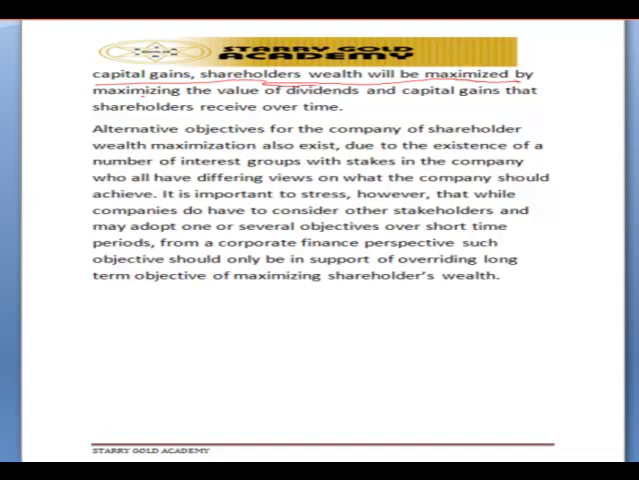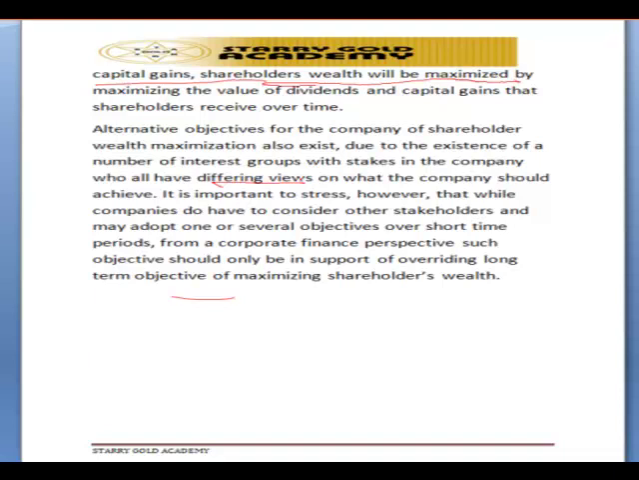All right? Okay, so alternatively, shareholders' wealth maximization also exists due to the existence of a number of interest groups, and that was what I was trying to explain, with stakes in the company who have differing views on what the company should achieve. However, companies do have to consider other stakeholders which may adopt several other objectives. Now, just like I was saying, these other stakeholders, for example, the public at large, will want the community to be developed. They will want good social infrastructures. They will expect that the company provides that for them.